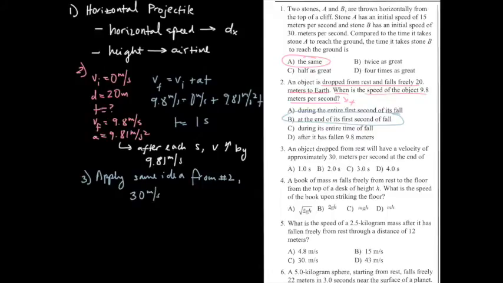So this one is more tied with potential energy and kinetic energy, which we haven't covered yet, but we can still use a little bit of kinematics to solve this. I'm not going to require you guys to focus on this question. So anyway, a book of mass M falls freely from rest to the floor from the top of a desk of height h. What is the speed of the book upon striking floor?